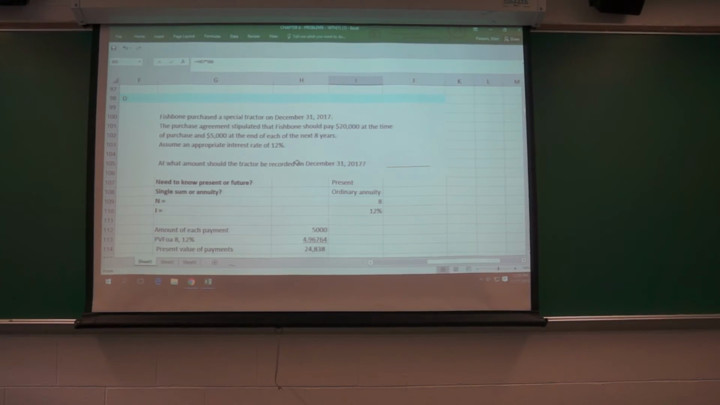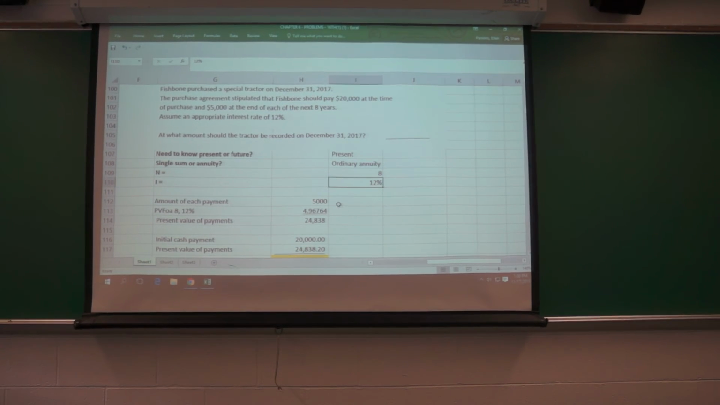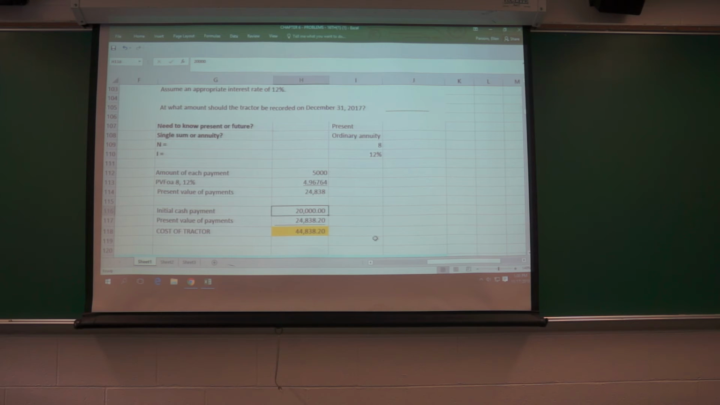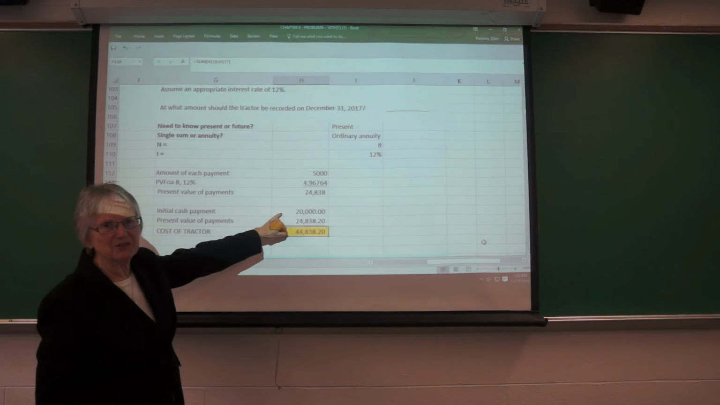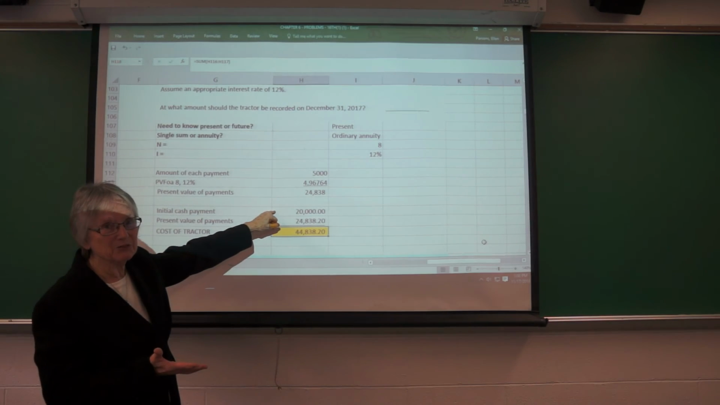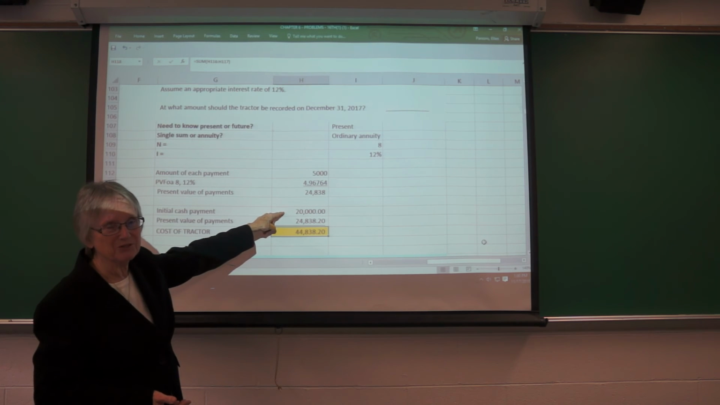Now they want a special tractor. They're agreeing to pay $20,000 at the time of purchase, so basically $20,000 down, and then $5,000 at the end of each of the next 8 years. Okay, each of the next 8 years, annuity, end of the year, ordinary annuity. They give you the 8, they give you the 12, and it's a matter of the present value of the payments, which comes out to $24,838. Add that to the initial cash payment, and you get the cost of the tractor. Why I show you these is you don't want to get lost in the problem and forget the initial payment, or include that in your present value calculations, because it's already at its present value.